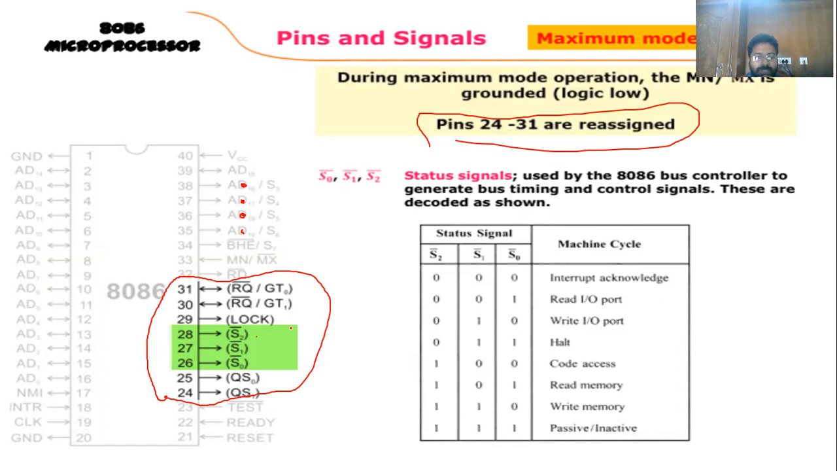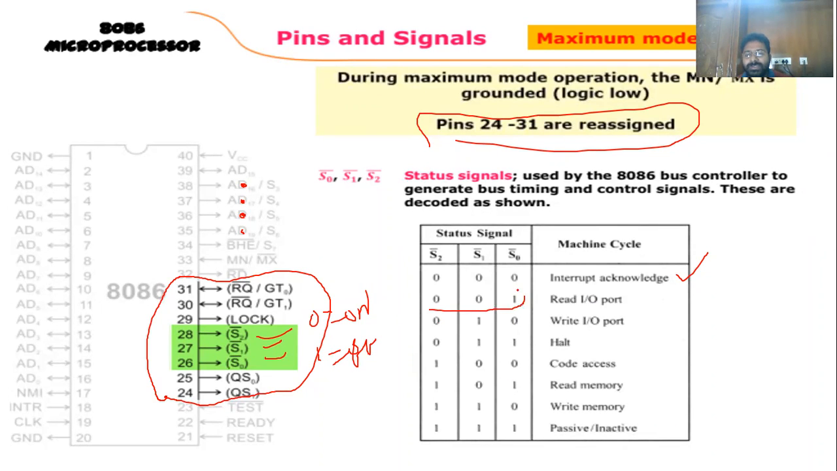Now see this. First of all, the 28th, 27th and 26th pins: S0 bar, S1 bar, S2 bar. Here 0 is for on and 1 is for off, nothing but the negative values. Remember this truth table. If these 3 pins are 0, it shows the status. These are all the status signals. If all 3 are 0, it means interrupt acknowledgement.